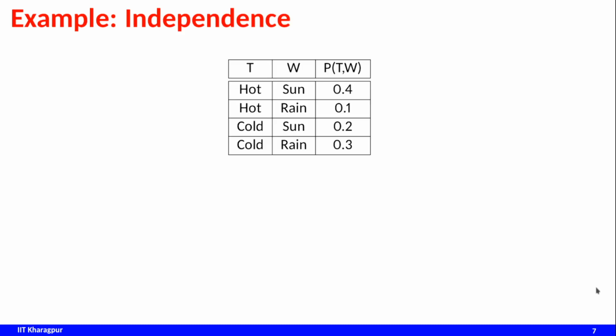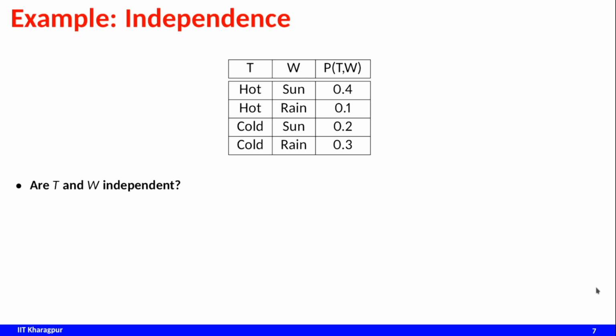Now let us look into this example of independence. Let's say somebody has provided me this table. This is temperature and the weather condition. Temperature can be hot and cold, weather can be sunny and rain, with this set of probabilities. Now if somebody asks me this question, are T and W independent?